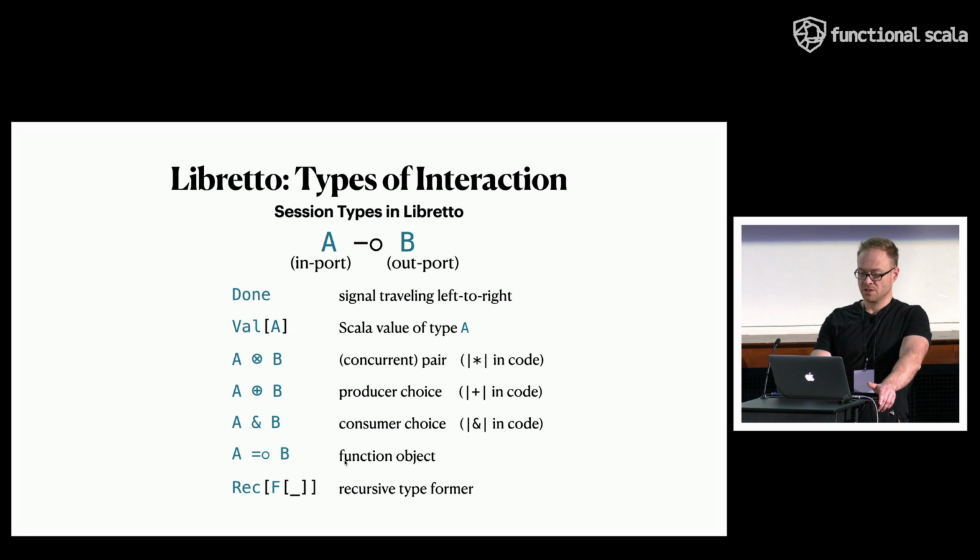We have function objects, which are internal in the program, and these are also subject to linearity. That is, the function has to be used exactly once. And we use a standard technique for forming recursive types, also known as the type-level fixed-point combinator.